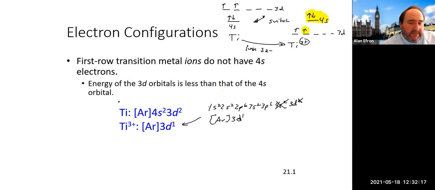And that happens with all transition metals. They always lose the s electrons first, and then if they need to lose more, they delve into the d orbitals at that point.